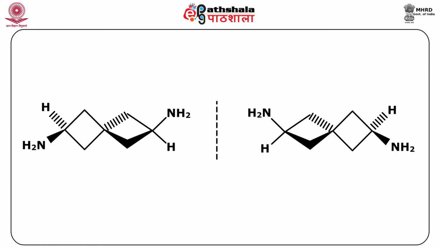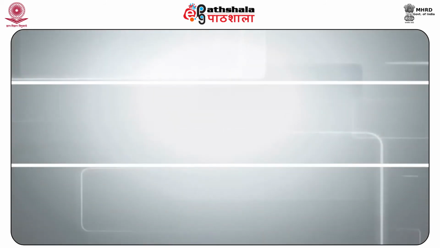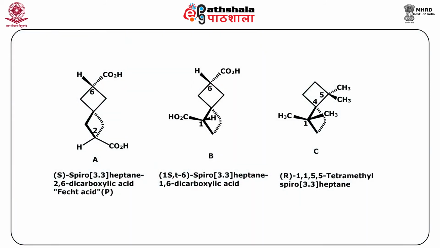It shows the two rings of the spirane, which is similar to the pi bonds of allene, are orthogonal to each other, and the groups attached to the two ends define the planes at right angles to the adjacent ring and also to the groups attached to the other end ring. Now, the following figure shows examples of chiral spiranes.